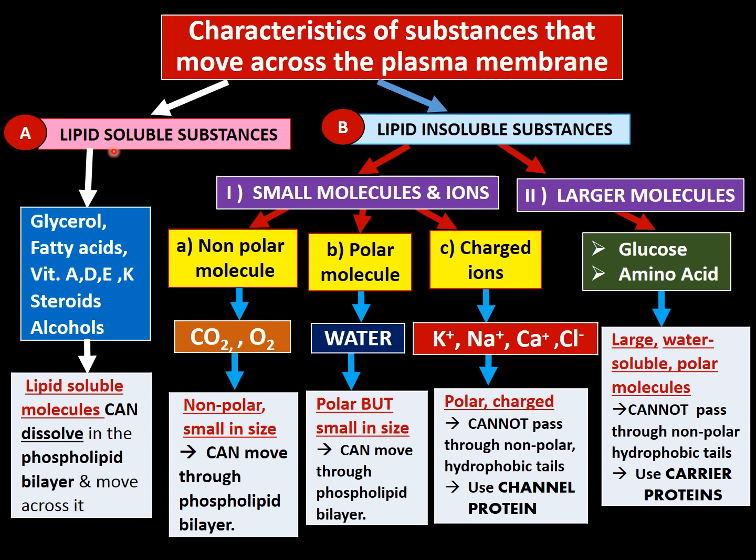Firstly, the lipid-soluble substances. So lipid-soluble substances are usually the non-polar substances that can dissolve in lipids. This includes glycerol, fatty acids, vitamins A, D, E, and K, steroids, and alcohols. So why can they move through the plasma membrane so easily? It's because they are lipid soluble and they can dissolve in the phospholipid bilayer, especially in the hydrophobic regions, which have similar properties to them. So they can move across it.